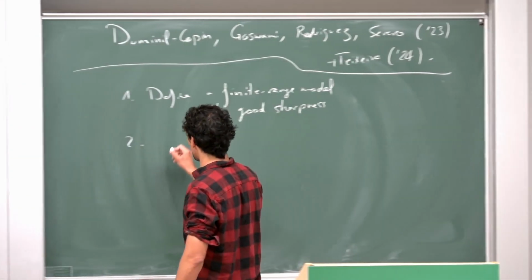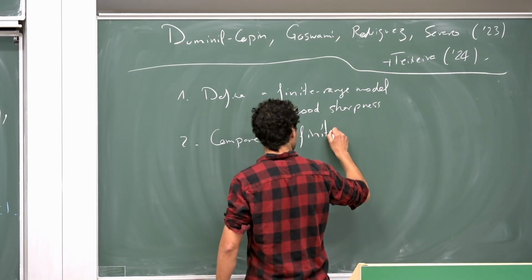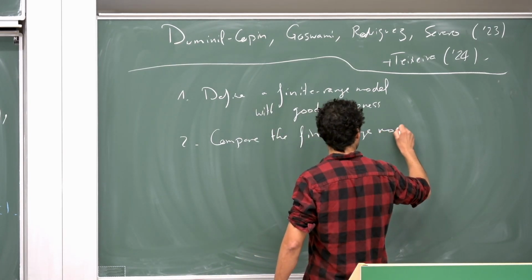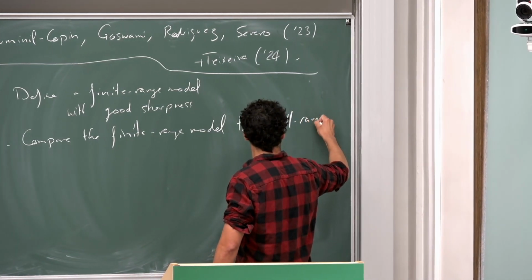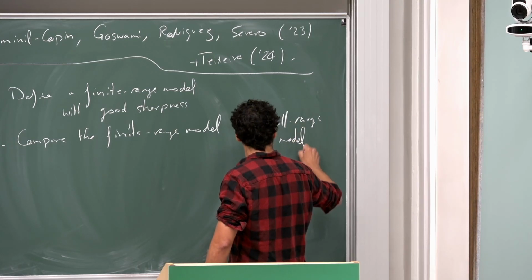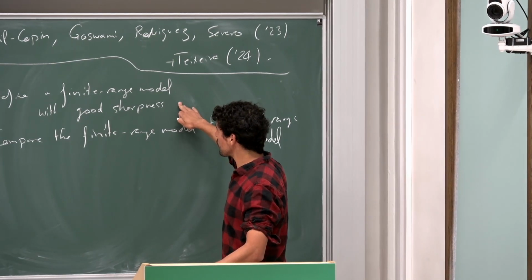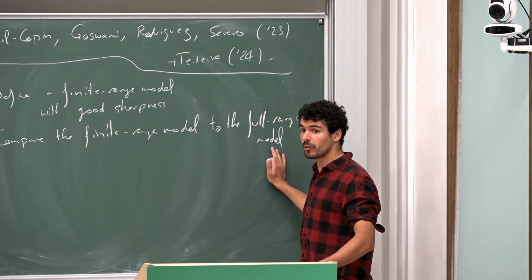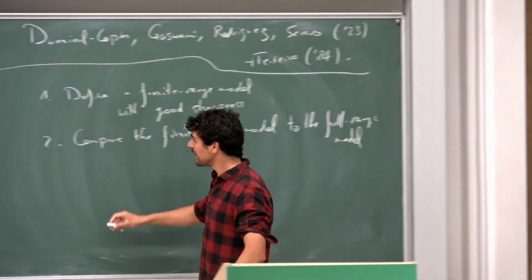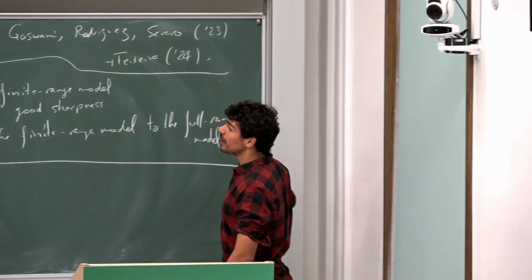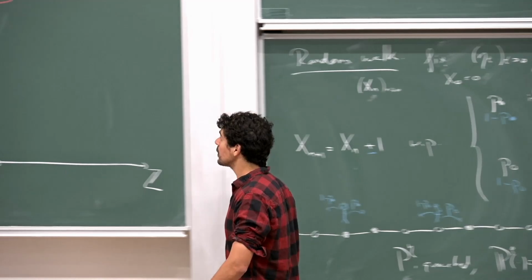Second, you compare the finite range model to the full range model. And then hopefully the good sharpness of the finite range model is going to translate into a sharpness for the full range model. All of that has to be made precise and quantitative, but that's essentially the two-step strategy. So I'm going to write two statements that encapsulate that.